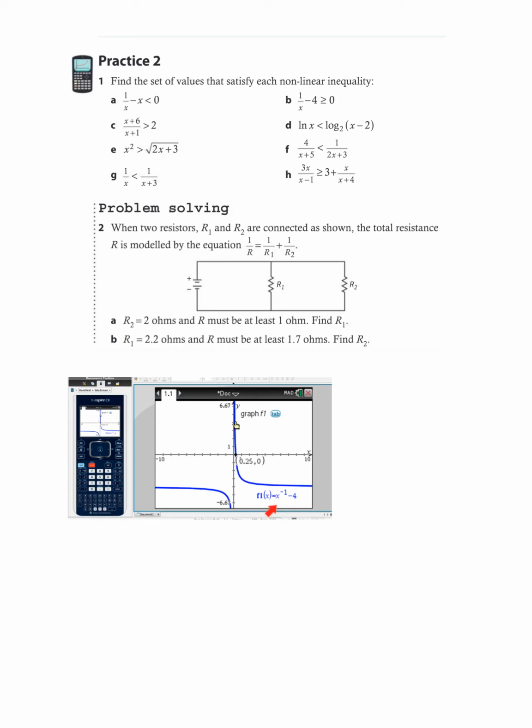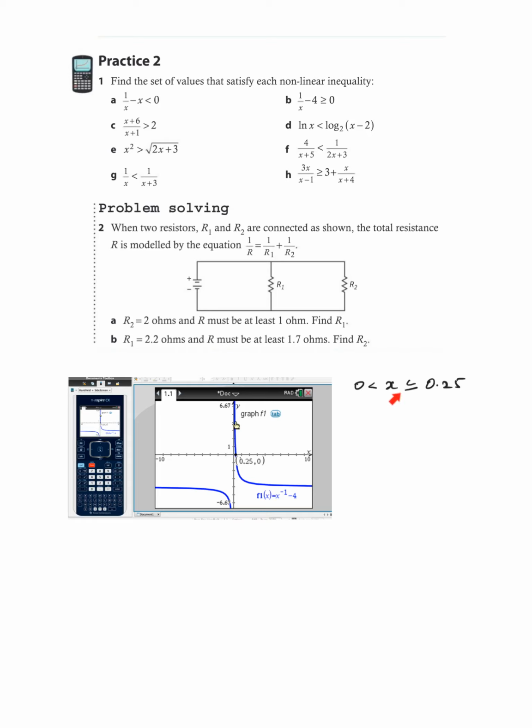This function here, x to the minus 1 minus 4, is 1 over x minus 4. Now we're looking at where it is greater than or equal to 0. Well, it's at that root there, where it crosses the x-axis, that it changes between greater than 0 and less than 0, at 0.25, or a quarter. So the solution there is x is greater than 0 and less than or equal to 0.25, or a quarter.